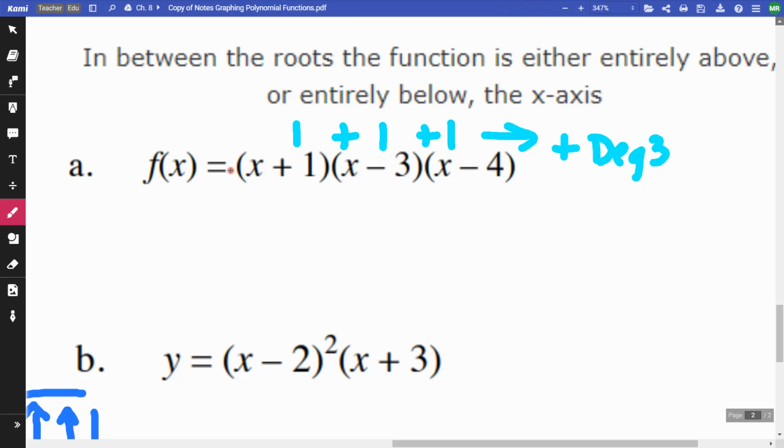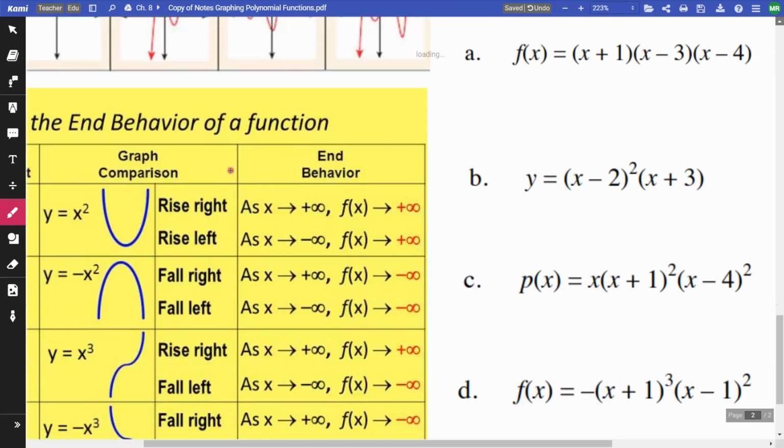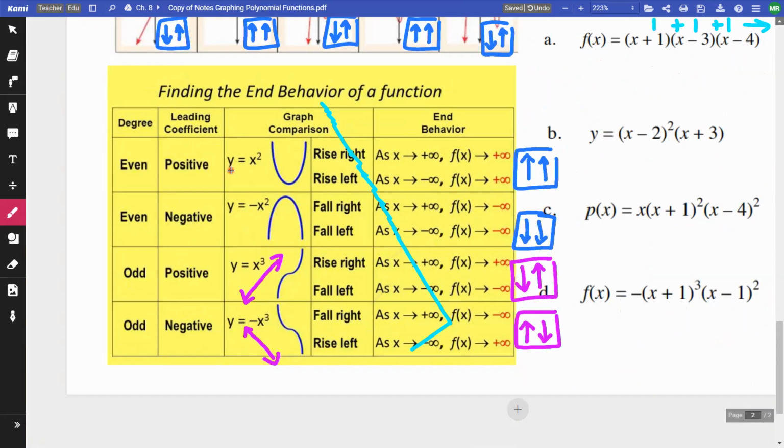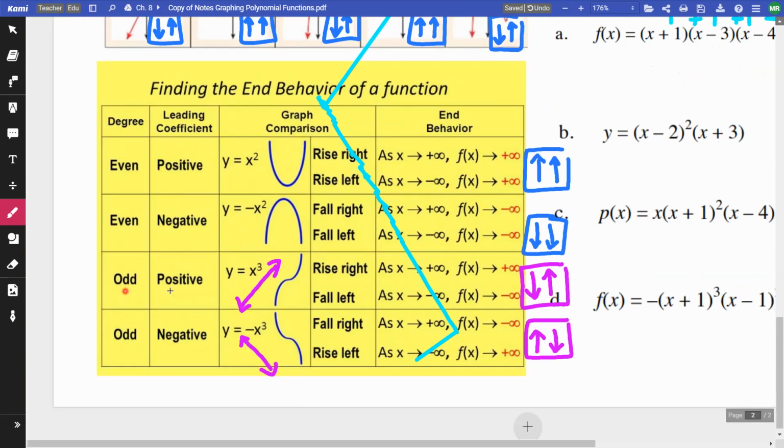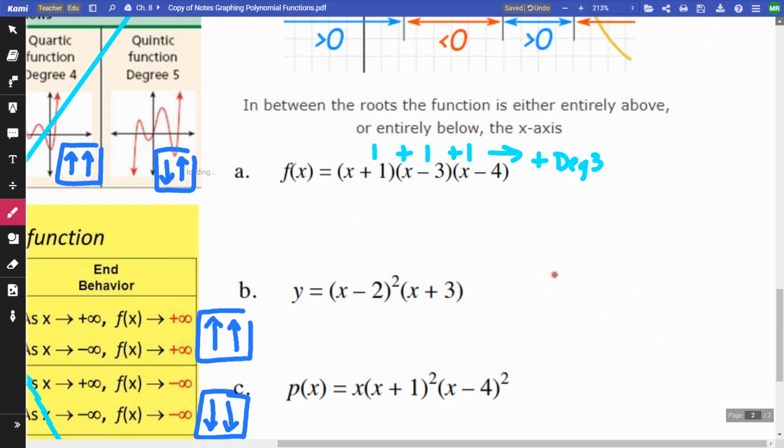And a positive degree 3, positive odd, is going to be starting below, ending above. So my end behaviors are going to be, let me make it a little neater, like this.